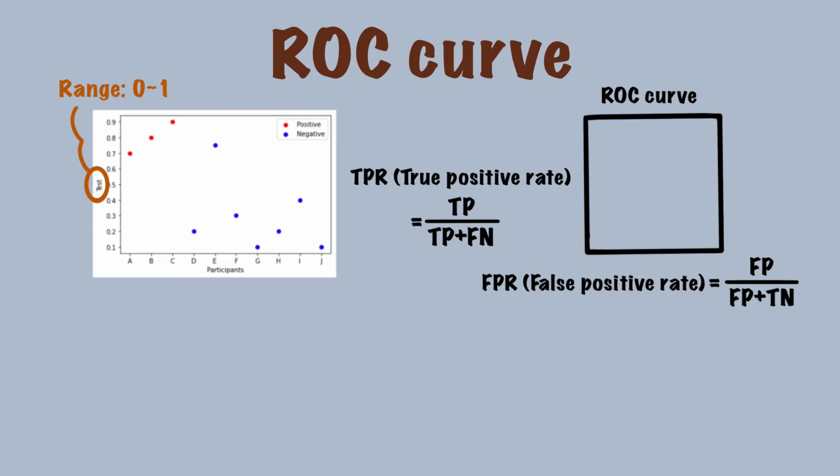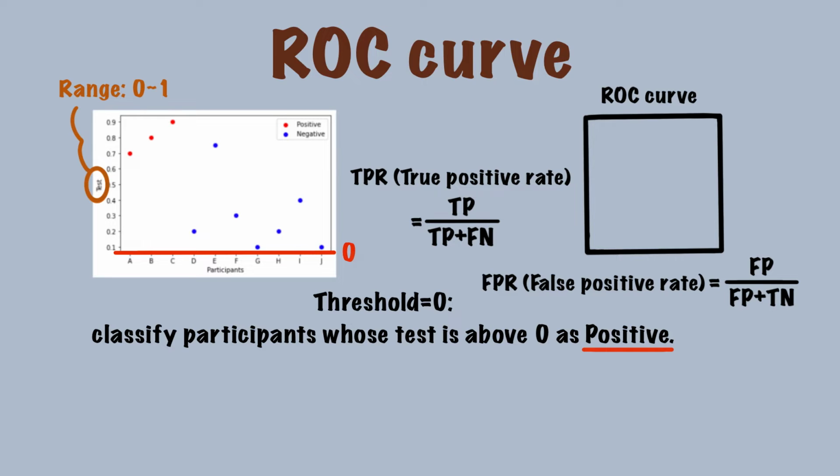Assume we have this medical data with 10 participants, and we want to predict whether a person is infected by looking at his or her test result, which is the y-axis. Specifically, the blue dot means that person is uninfected. The red dot means infected. Then, we start from the lowest cutoff possible, which is 0. That is, we classify participants whose test is above 0 as positive. In other words, we classify all the participants as positive because you can't have a negative test result.